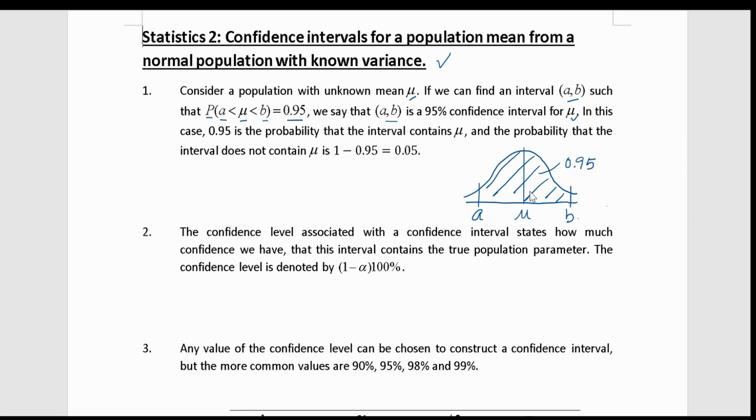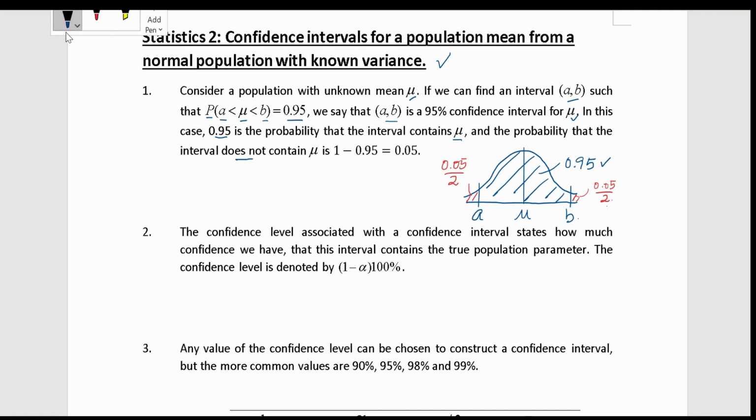In this case, 0.95 is the probability that the interval contains the population mean, mu. And the probability that the interval does not contain mu is 1 minus 0.95, which equals 0.05. This is where the interval does not contain the population mean, with part of it on the left and another part on the right, as this is symmetrical, bounded in the middle.